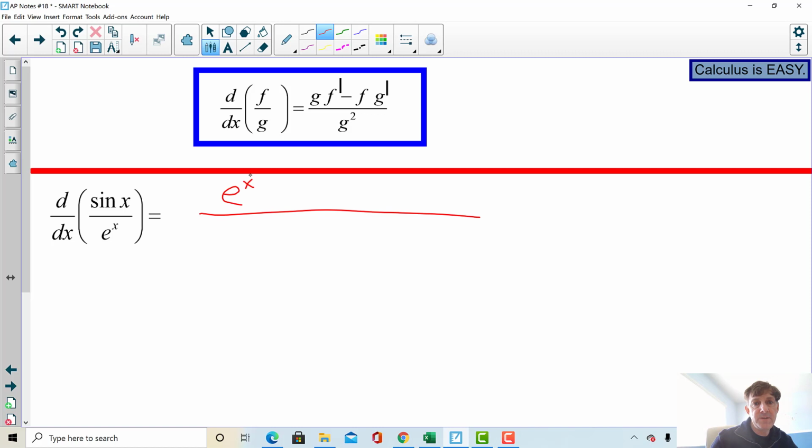Now we have to do the derivative of the top. The derivative of sine is just cosine. Okay, then there's a minus. Then I'm going to put the top, which is sine. Now I have to do the derivative of the bottom. That'll be e to the x, and then all divided by the bottom squared. The bottom is e to the x, so I'll put e to the x squared.